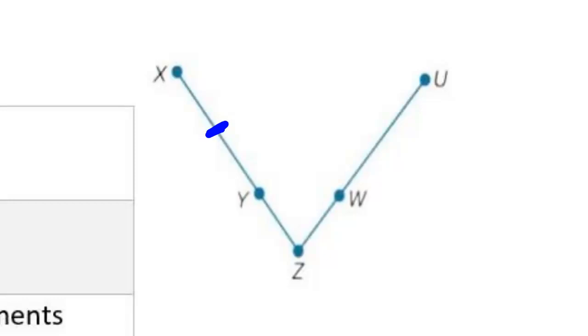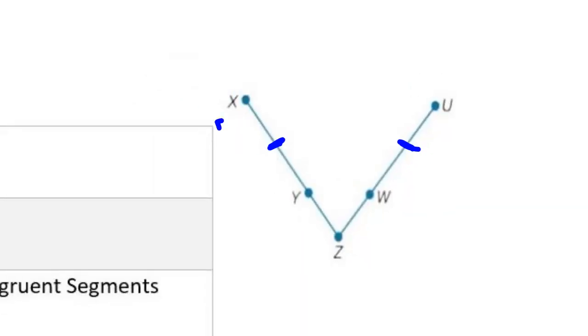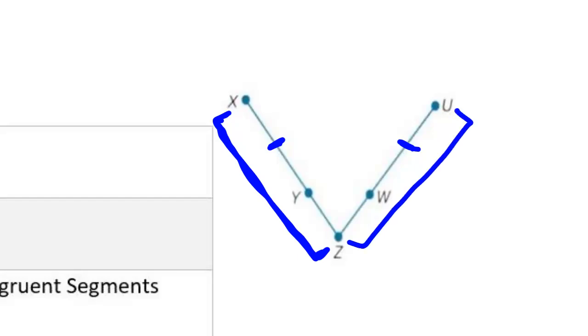XY is right here. WU is right here. Those are congruent to each other. XZ is this whole segment here. And ZU is this whole segment over here. And we're saying that those are congruent to each other.